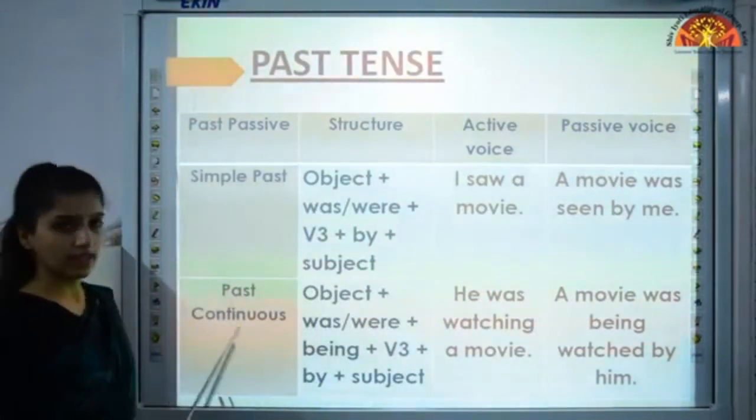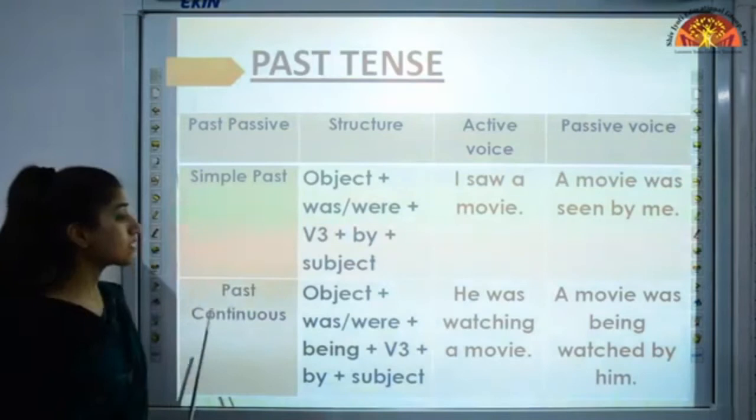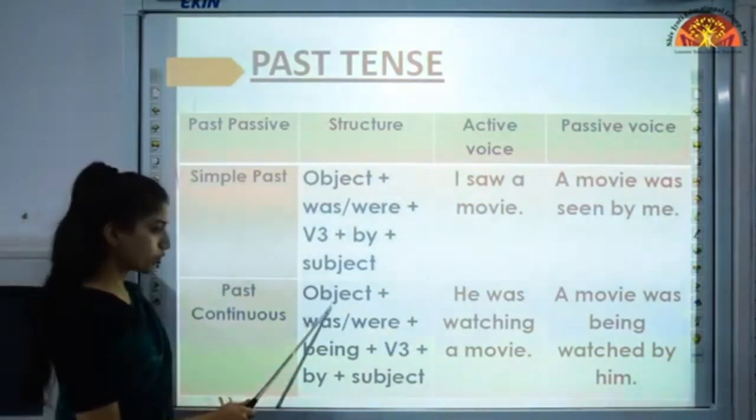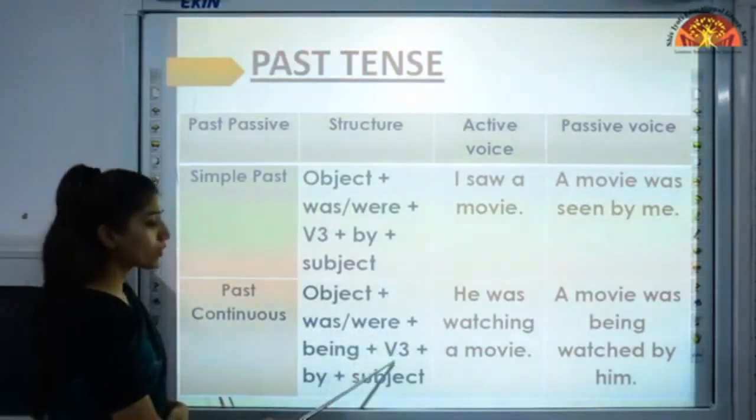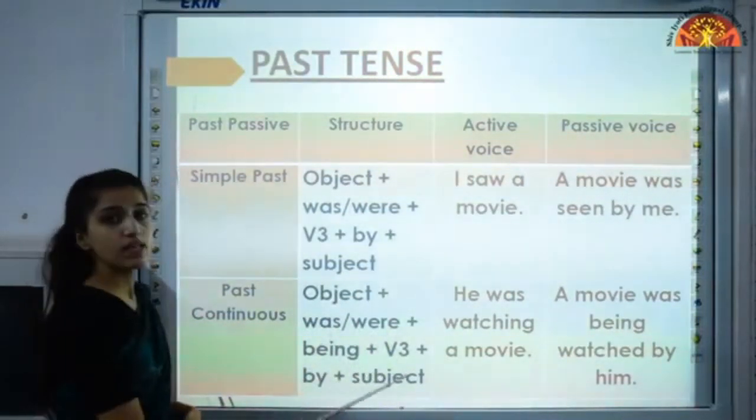Okay. Coming to the second tense, that is past continuous tense. Past continuous tense structure is object plus was or were plus being plus verb third form plus by plus subject.